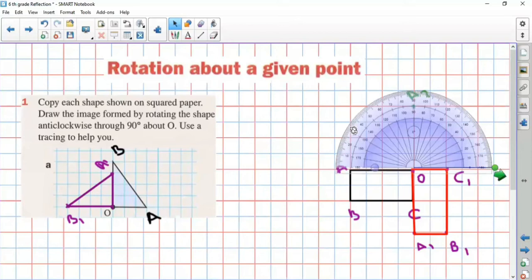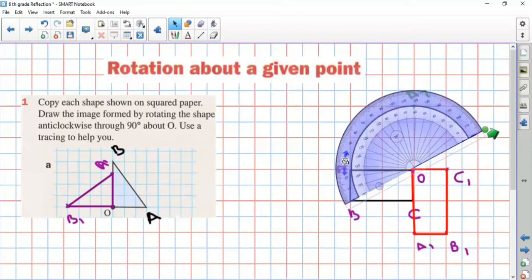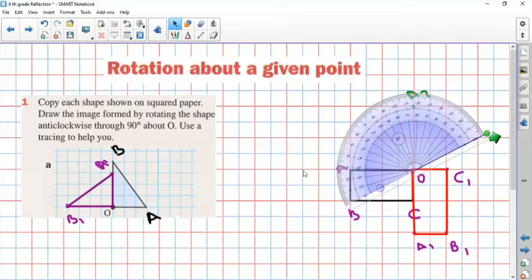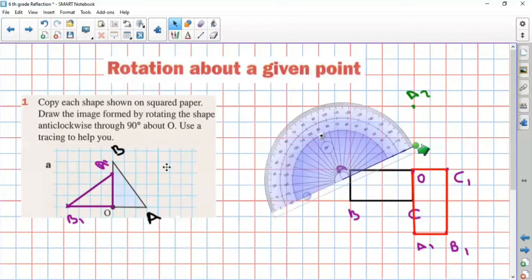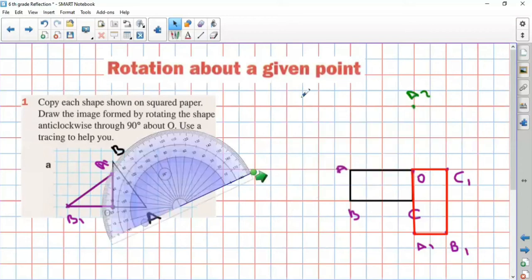Same thing for B. So it is clockwise, so it will come in this direction. 90 degree is where? It is here. So B must be in this direction. Okay, here, at 90 degree. Put it right. Okay, so B is here, 90. Let's put B, B2, let's say.